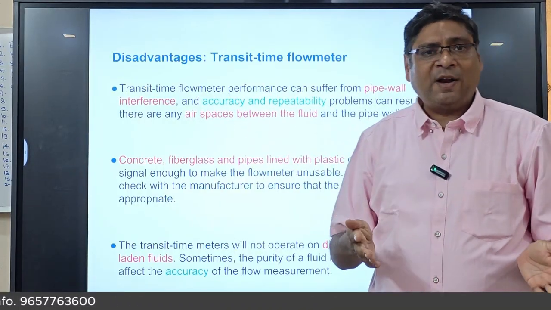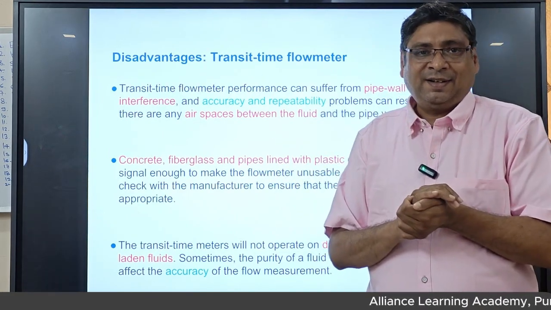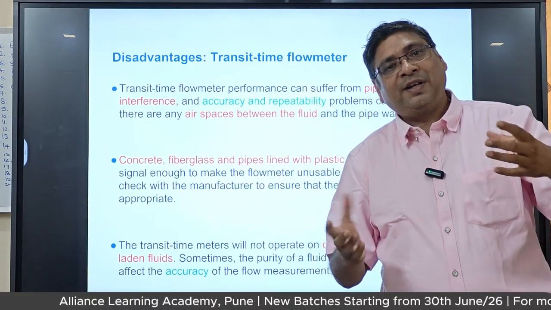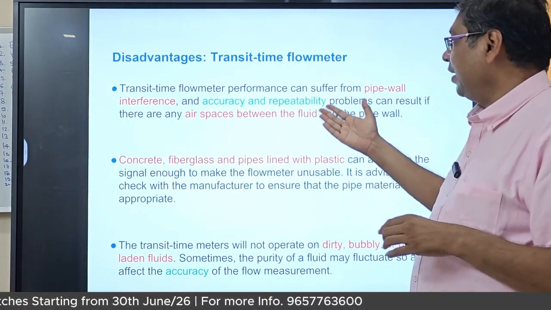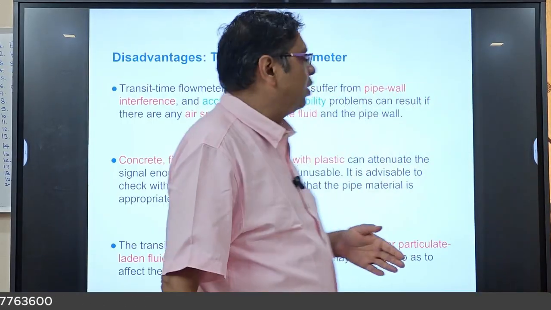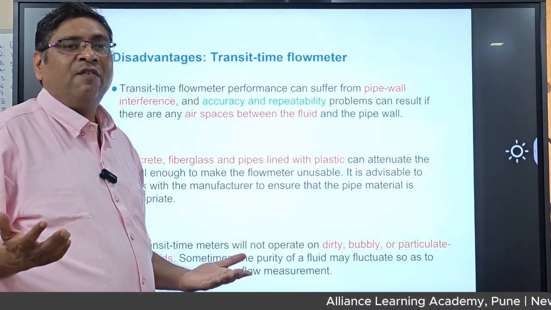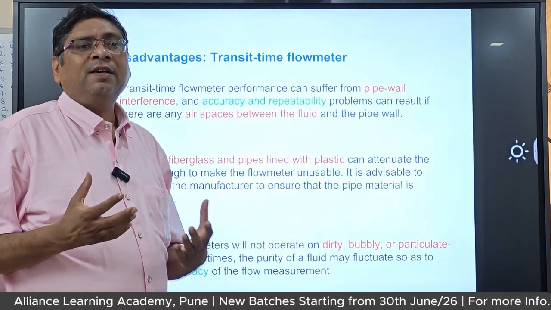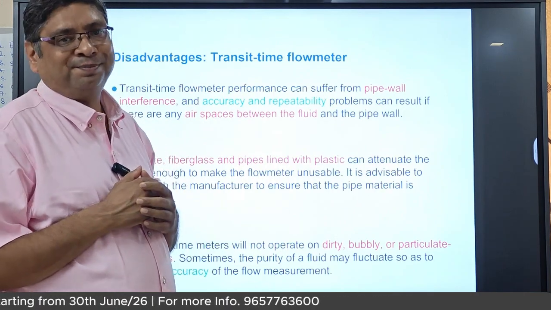Now, in the previous slide also we discussed that the pipe wall interface, the pipe wall itself, the thickness of the wall, ID, OD, liner, and any corrosion are affecting the repeatability and accuracy of the flow meter. If you want to learn more about accuracy or repeatability, then we have another video on the static characteristics of instrumentation. So you can refer to that.